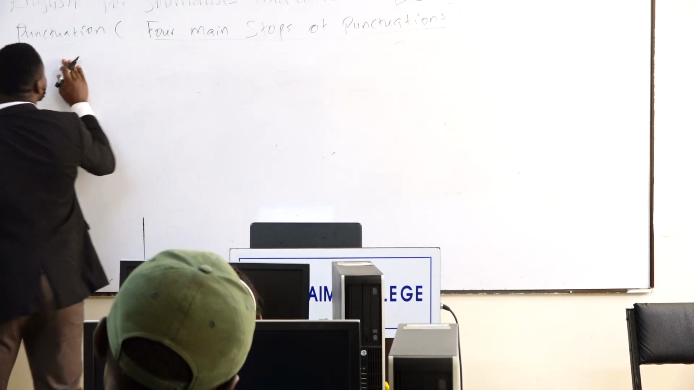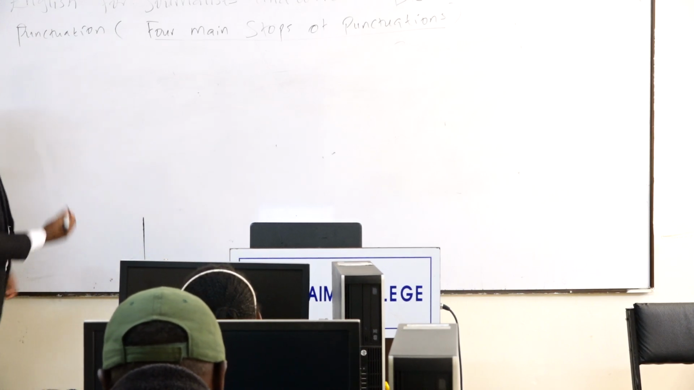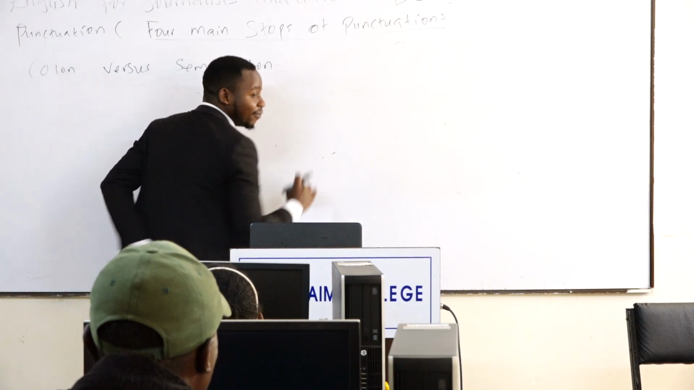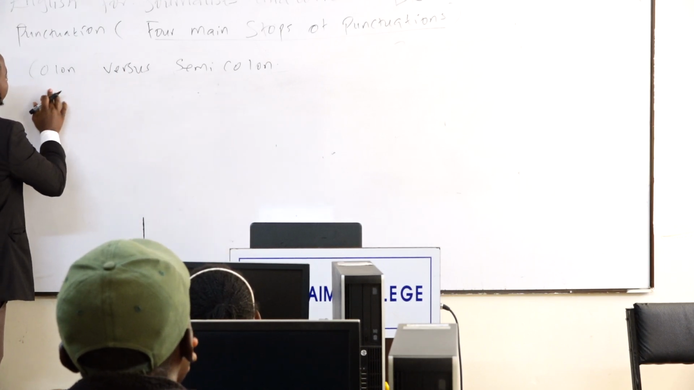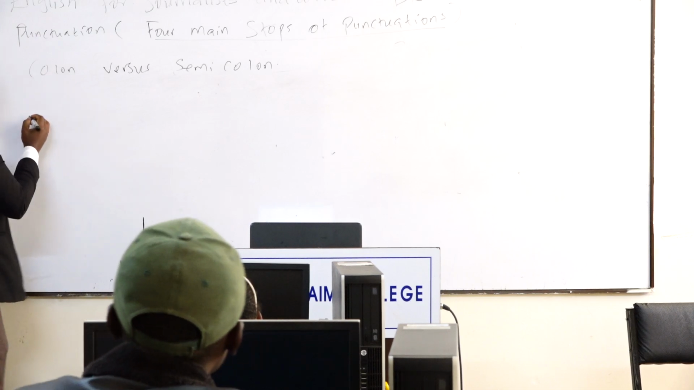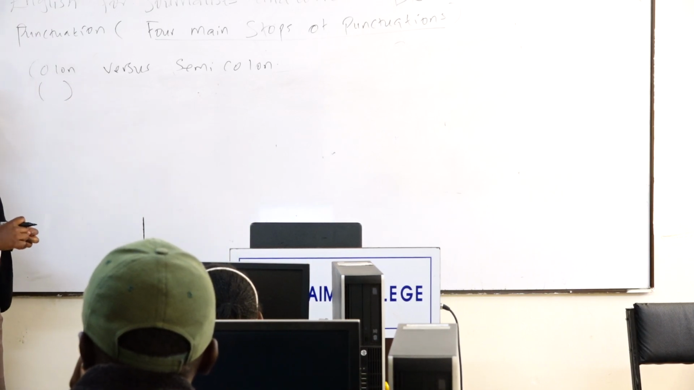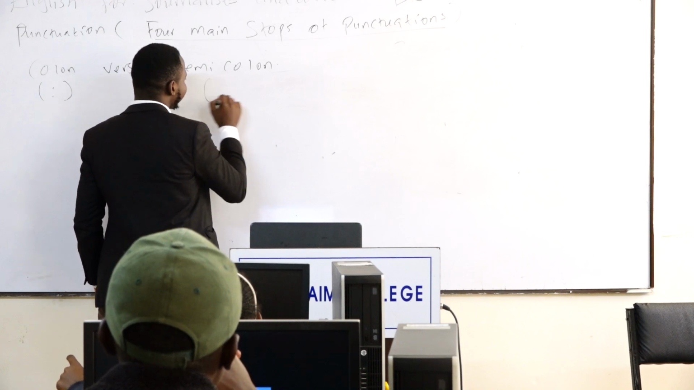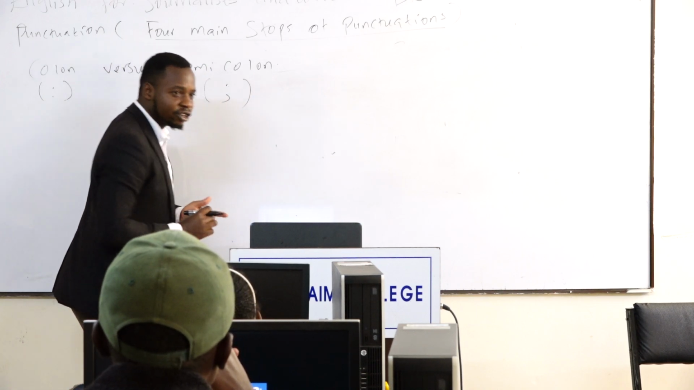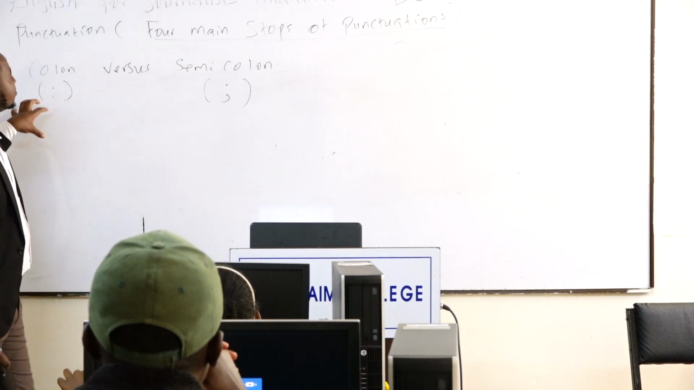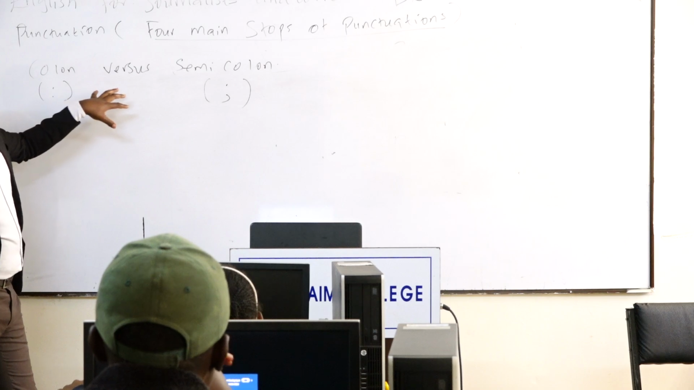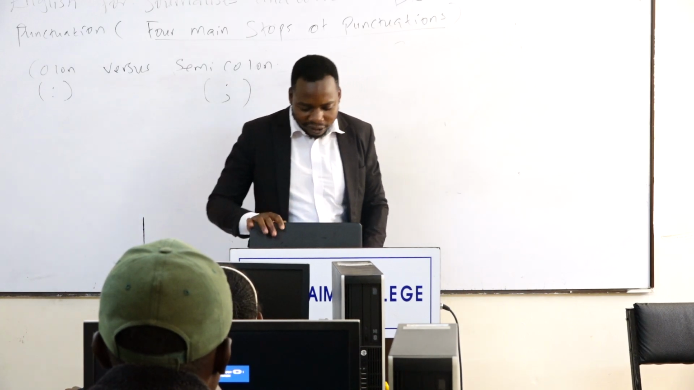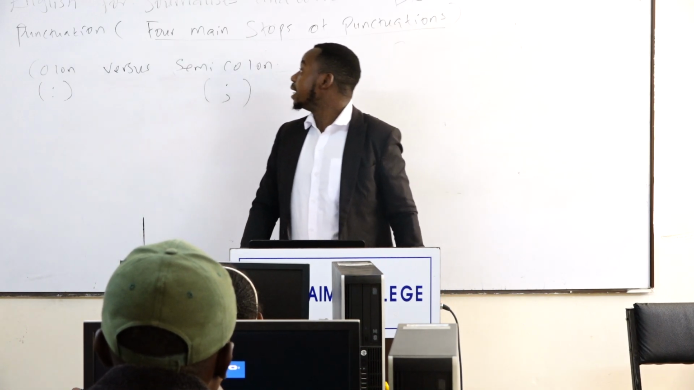I want us to discuss something else in regards to punctuation that is also very important, especially when you are writing: colon versus semicolon. First of all, what is the identification of a colon? Two full stops aligned. What is the alignment? Vertical, horizontal? Vertical. Semicolon? At what circumstances do we actually use colon and semicolon?